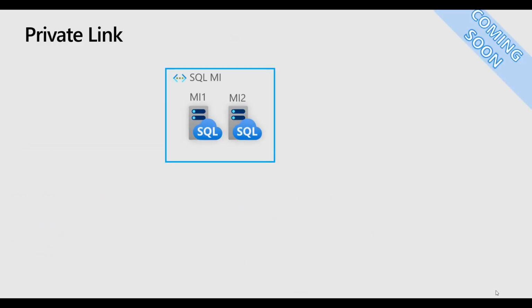Let's talk more about the private link and see what's so special about private link support in managed instance. As we know, managed instance is always injected into a virtual network, and it gets an IP address from the IP address space range of the underlying virtual network. This IP address can change from time to time.